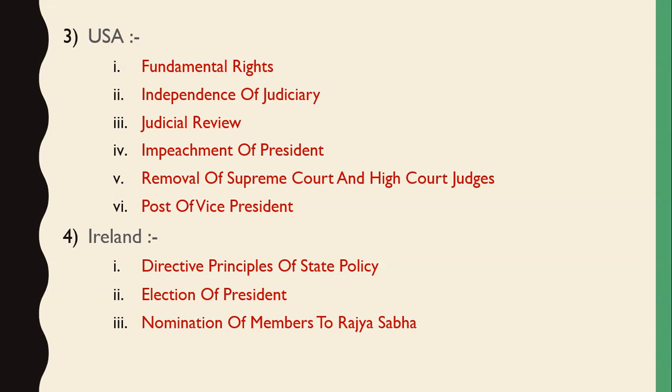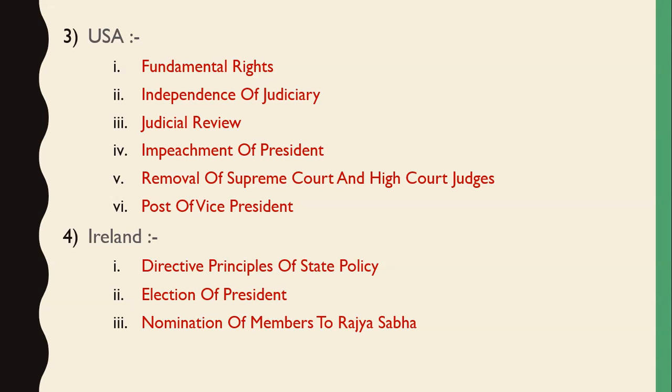Okay, now we have adopted the independence of judiciary from USA. Now what is independence of judiciary? It means that judiciary is independent of executive as well as legislature. Okay, judiciary is totally independent of them. Means there is no control of executive and legislature over judiciary.